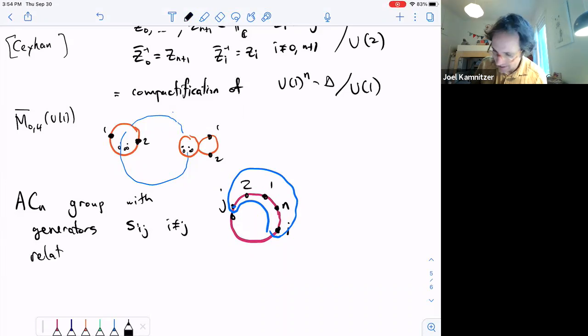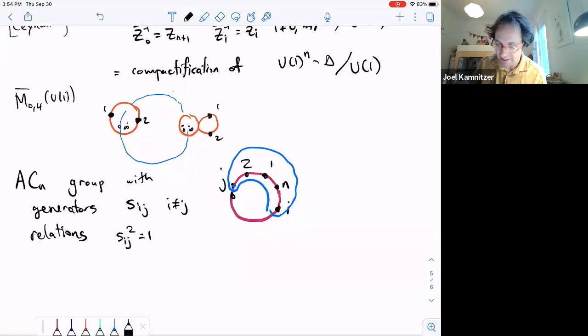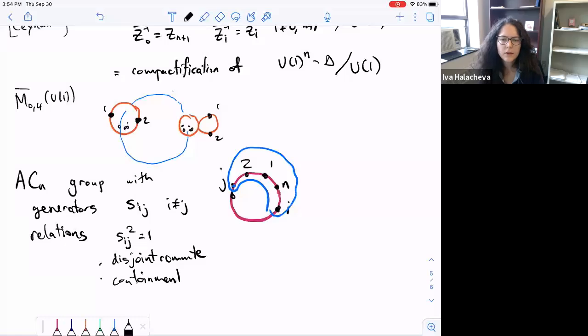And the relations are as follows. How am I doing on time? Oh, I'm almost out of time, I suppose. Okay, sorry, I'll wrap up in a second. So the relations are what you might expect if you like this business. So the generators Sij and Skl commute if the intervals are disjoint. Let me just say it in words. And when one interval is contained inside the other interval, we have the same flipping relation. So disjoint commute, and containment flips.